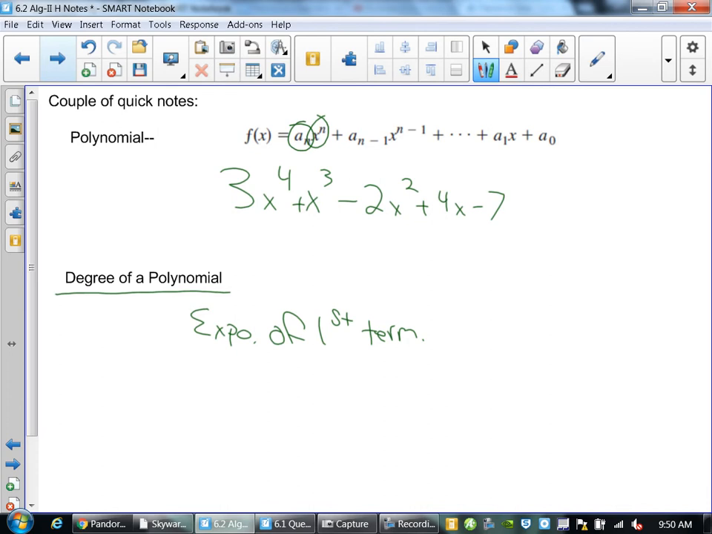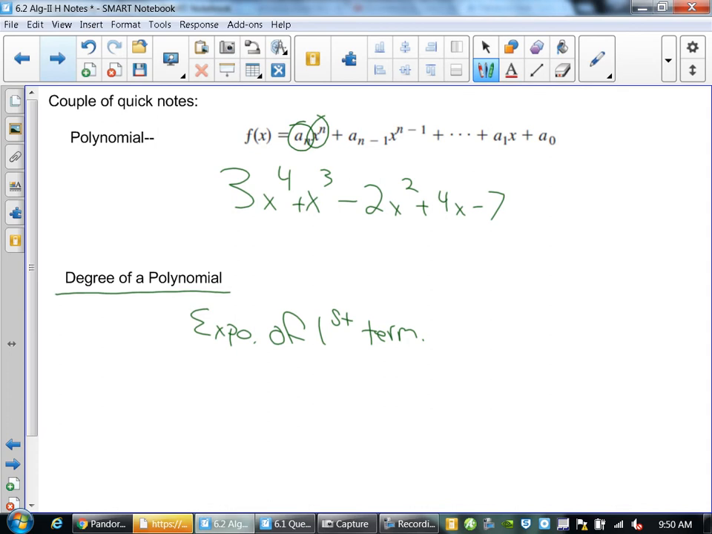Now I say it's going to be the degree of the exponent of the first term when it's in that descending order. And you can't have any negative exponents, okay? Or rational numbers. It's not going to be anything like the square root of 2 or anything like that. No fractions either. We haven't gotten to that. We will get to it.